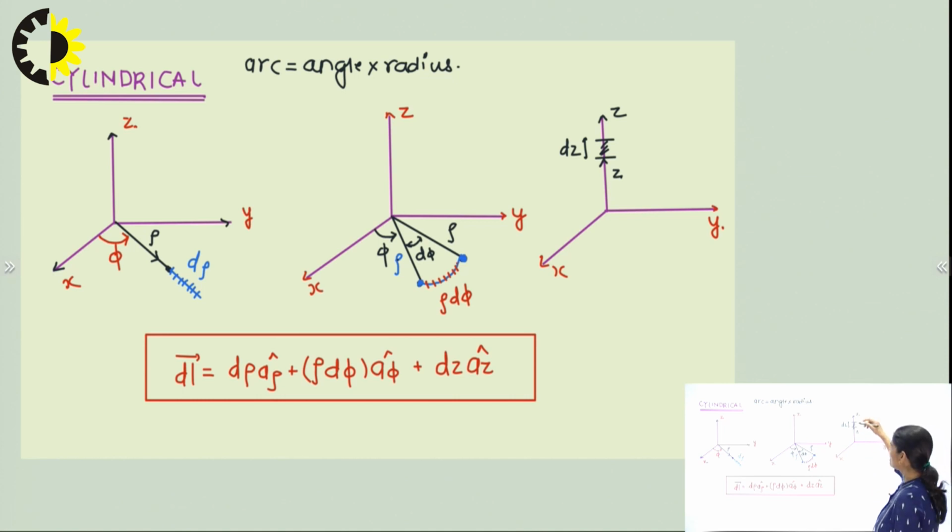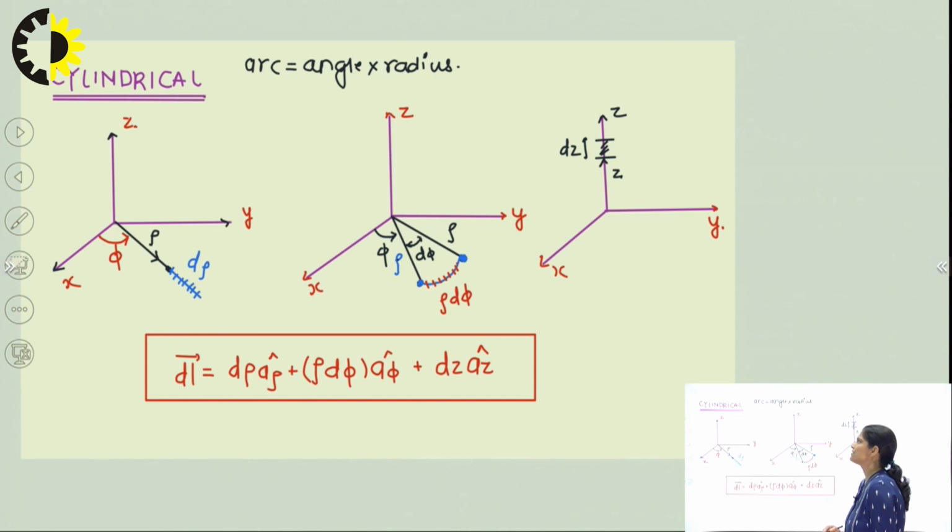Now consider some part of z. So you can see this is some part of z. Write down here that nothing is changing except the z axis. So consider the small part that is represented as dz, the differential length of the z axis. So you can write down here dz az, this is the unit vector of z. So this is the formula for differential length in the case of cylindrical coordinates.